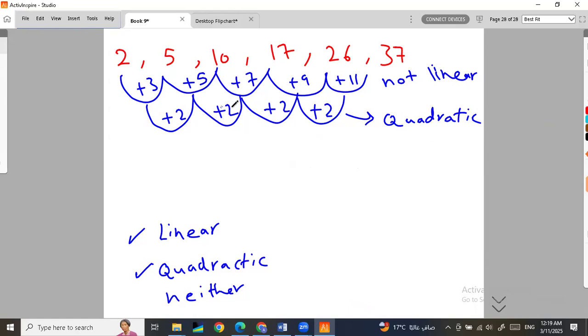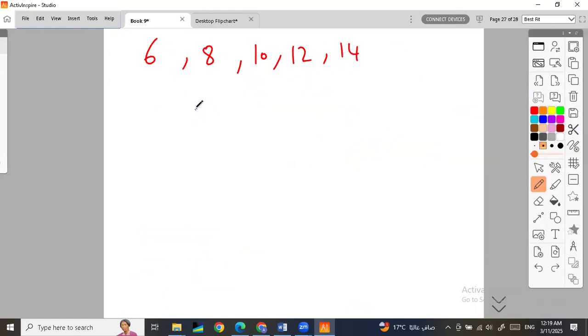Okay, so this sequence is quadratic. Why? Because the second differences are the same. So let's have a look at a sequence that has the first differences the same. Look at this sequence here.